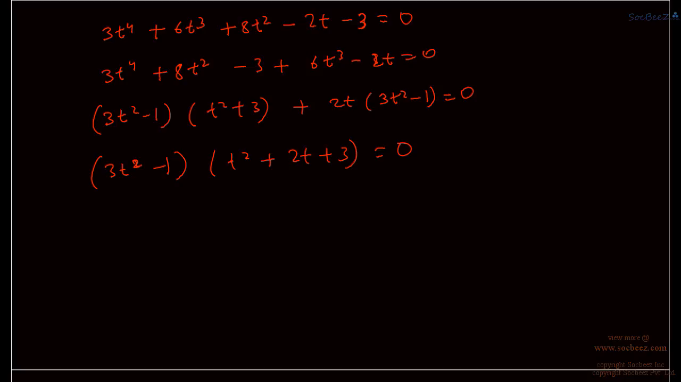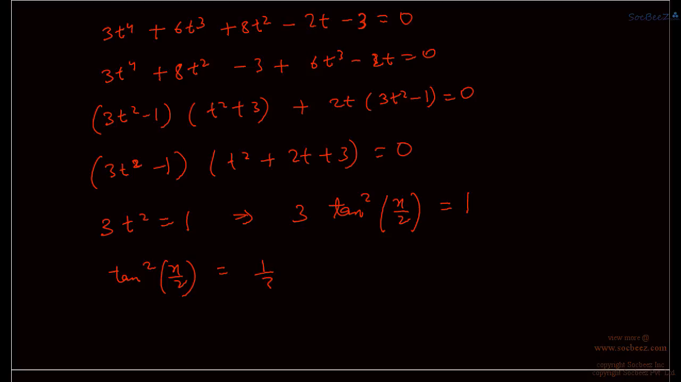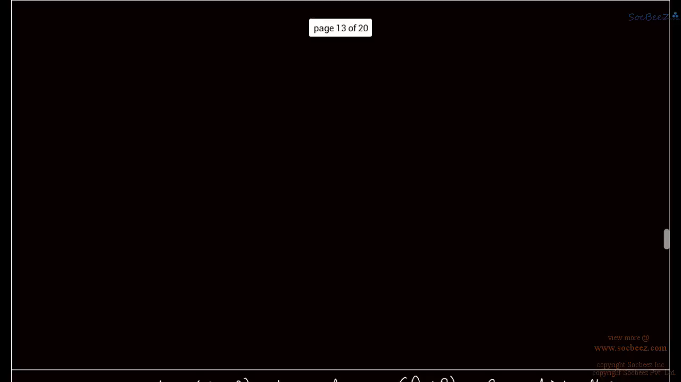But what exactly is t? T is nothing but tan of x by 2, right? So we get t squared is equal to 1 by 3, which means 3 times tan squared of x by 2 is equal to 1, or tan squared of x by 2 equal to 1 by 3. Taking the square root, we get tan of x by 2 equal to 1 by root 3.